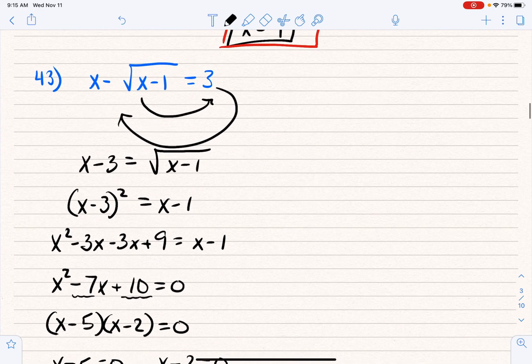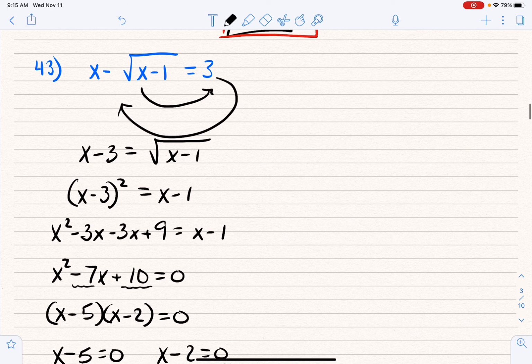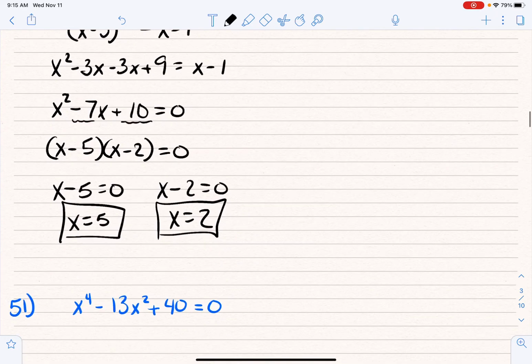So I go back up to the top here, and let's plug in that 2. If I put a 2 here, and a 2 here, under the radical, 2 minus 1 is 1, square root of 1 is 1. So then I get 2 minus 1, which is just 1, not 3. So this does not work.